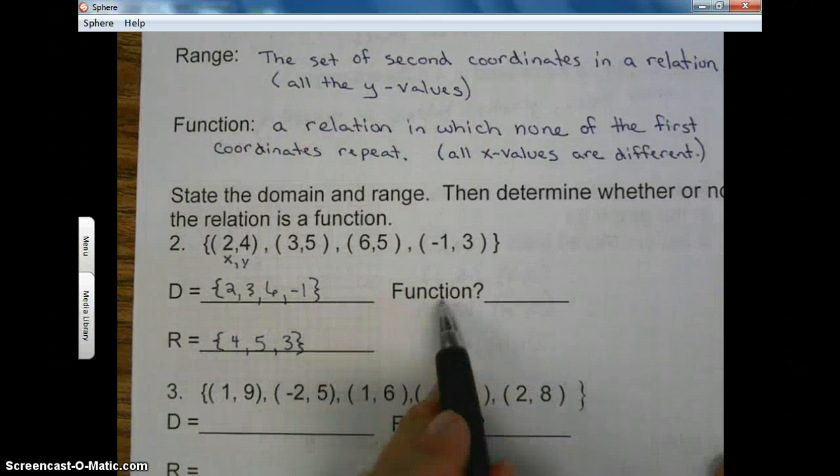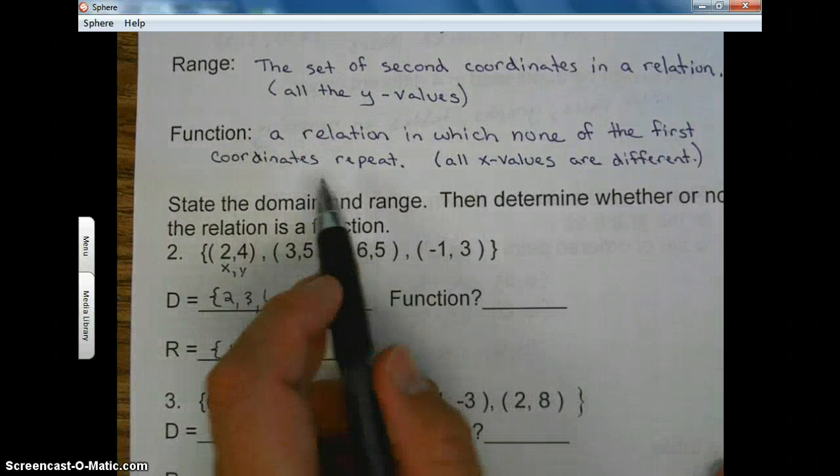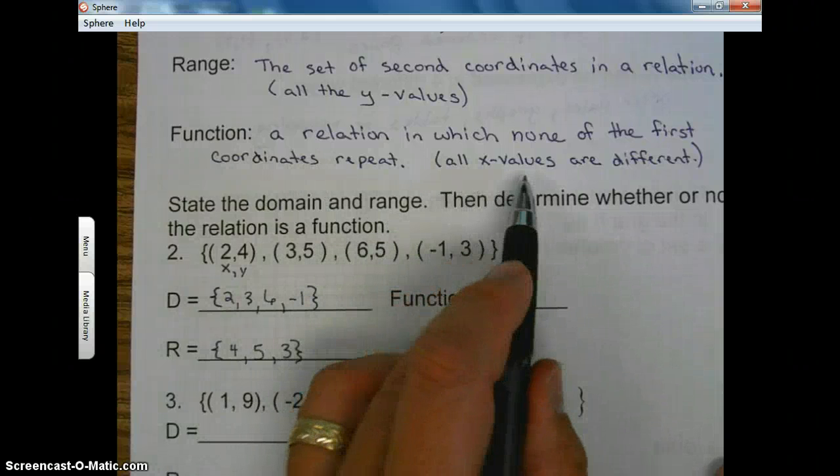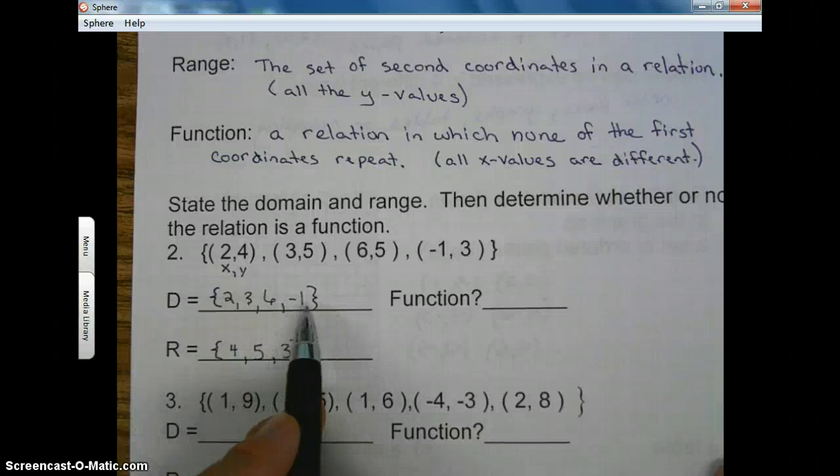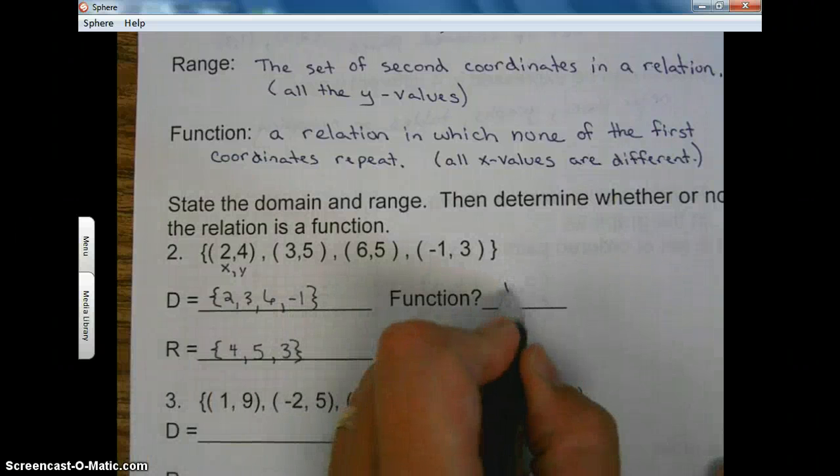Okay, is it a function? Let's see. All x values are different. Looking at our x values, they're all different. So yes.